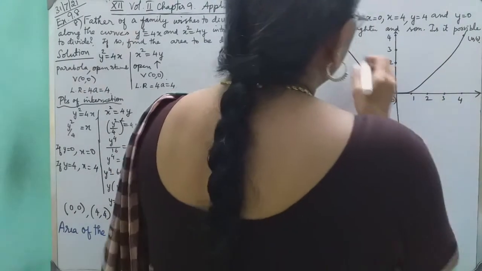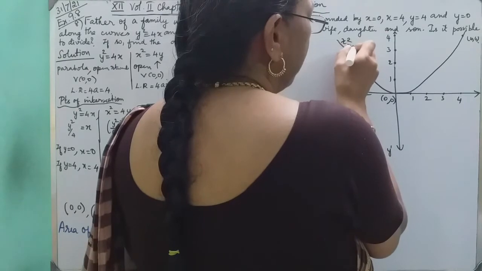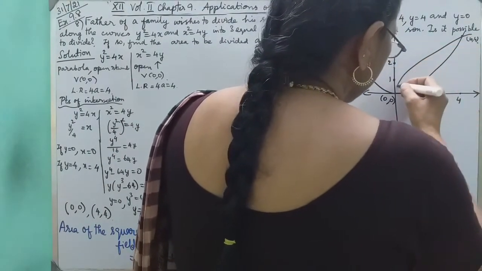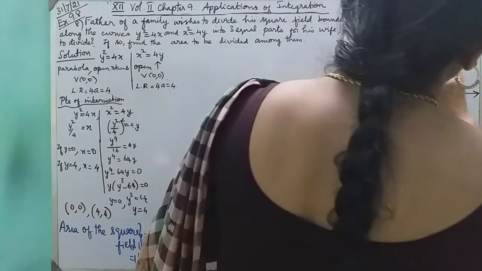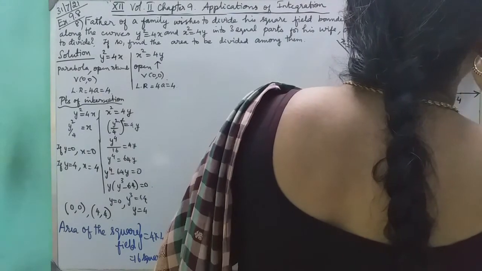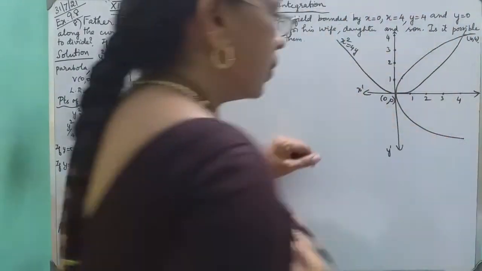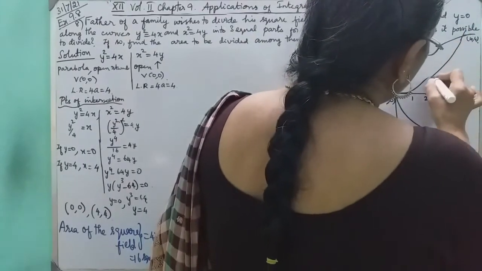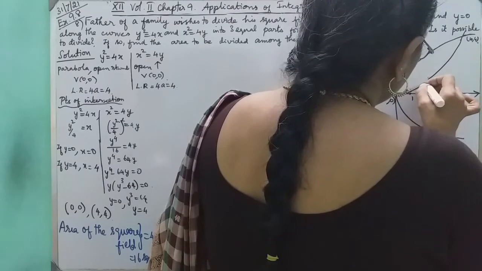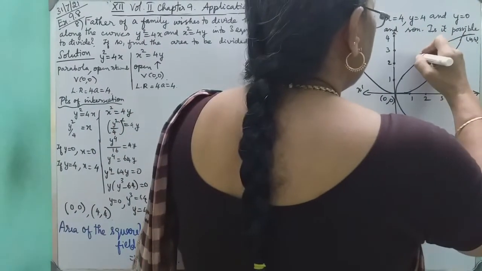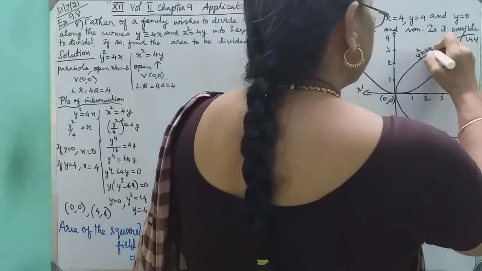This one is nothing but x square equal to 4y. Another one opens rightwards. Okay, so I have drawn both the parabolas. Let us write the equations. This one is x square equal to 4y and this one is y square equal to 4x.